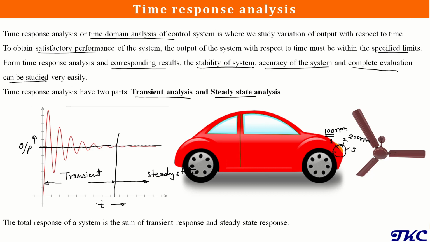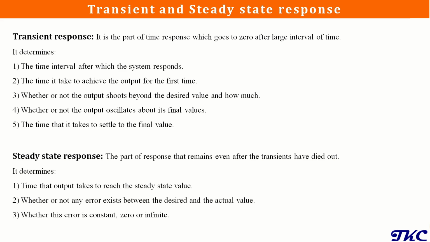So whenever we talk about the total response of the system, it will always be the addition of both the transient response as well as the steady state response. We will have both these elements if we consider any system. Now let's discuss the transient and steady state response. About transient, as we have discussed, this is the part of the total response that occurs in the initial phase of any system when we give it an input.